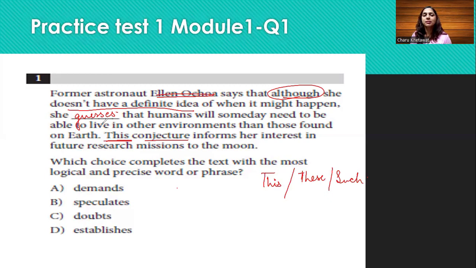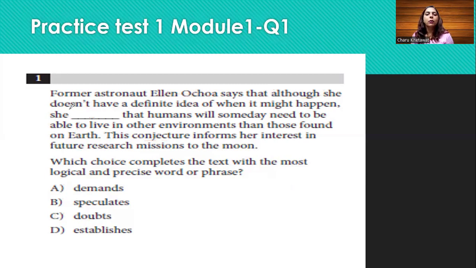So that means she guesses; the only word matching is "speculates." It can't be demands, it can't be doubts, because if she is doubting, she is not sure about whether it is going to happen or not. So it should be, she speculates. Now let's read it with the chosen word. Former astronaut says that although she doesn't have a definite idea of when it might happen, she speculates that humans will someday need to be able to live in other environments than those found on Earth. This conjecture informs her interest in the future research mission. So that's okay. So that makes sense.